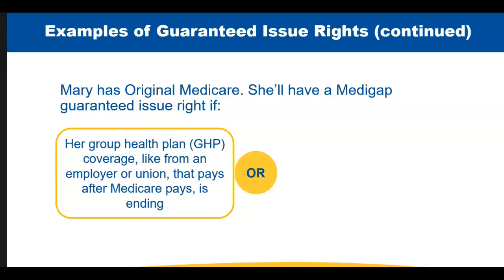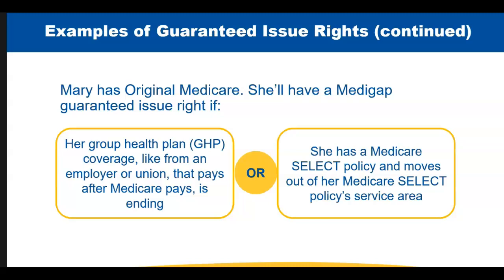Or she had group health coverage from an employer, union, or spouse's employer or union coverage, and it's ending. She has an opportunity to have a Medigap guaranteed issue right. Or she has a Medicare Select policy, which again may be servicing a specific geographic area, and she moves out of the area, like with a Medicare Advantage plan. She could have a guaranteed issue right to pick up a Medigap plan.